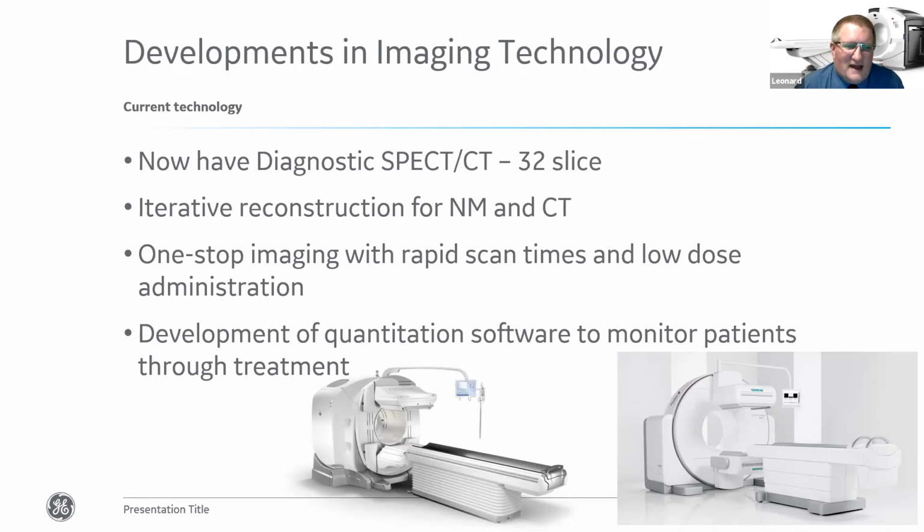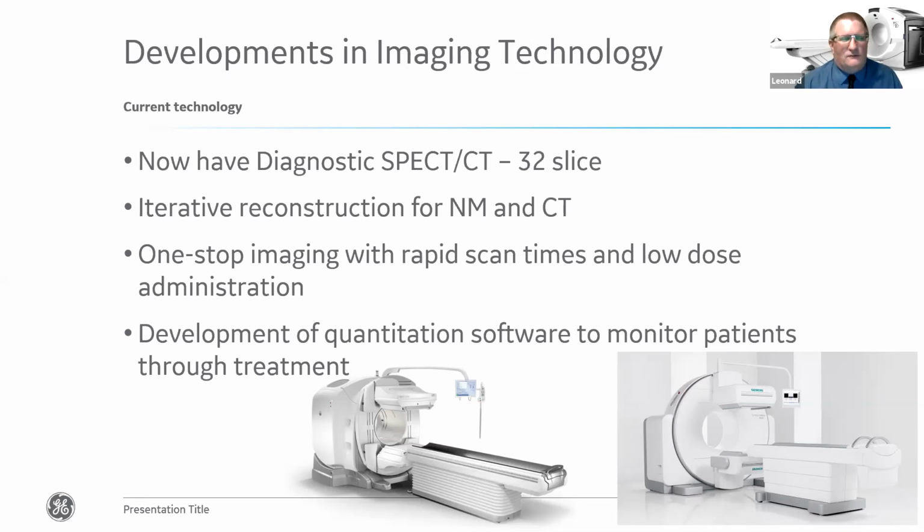So now we've gone to that level with these gamma cameras, and we've improved on some of the CT component. We're still using a lot of the technology that was really developed by Anger with his first camera. So we're talking about technology that goes back to 1952. So we're 70 years ago.